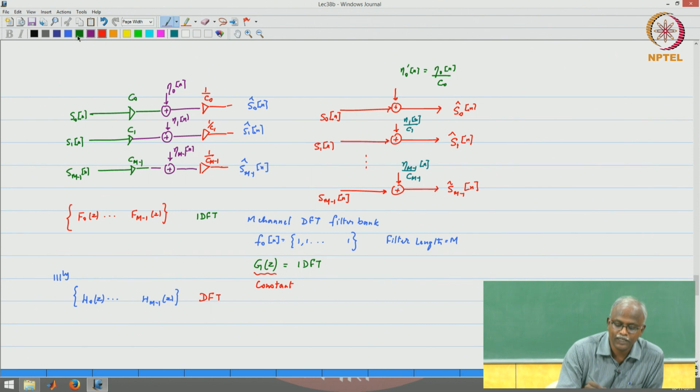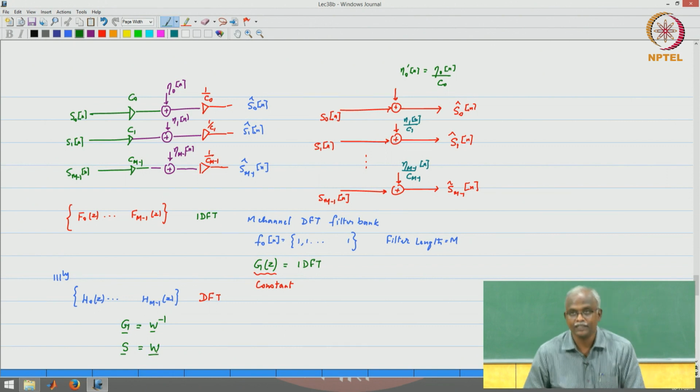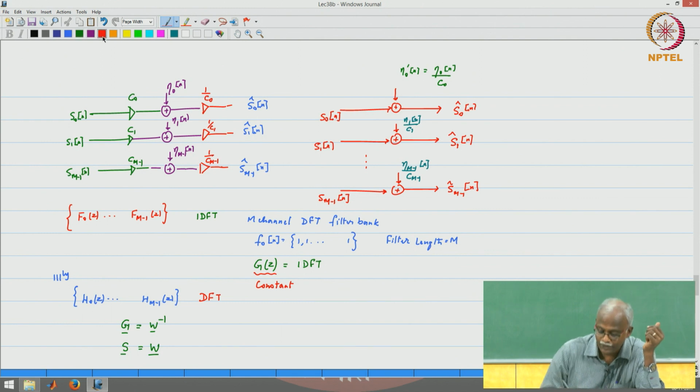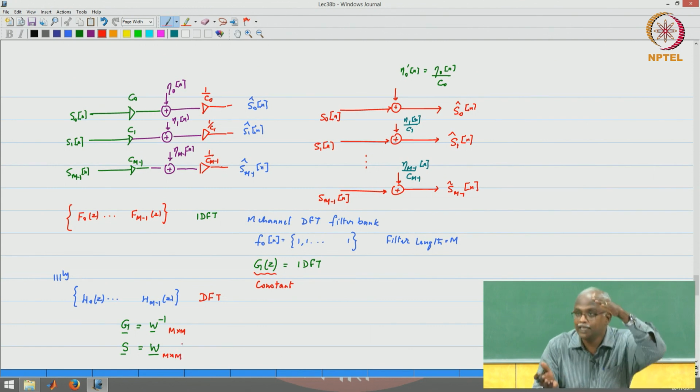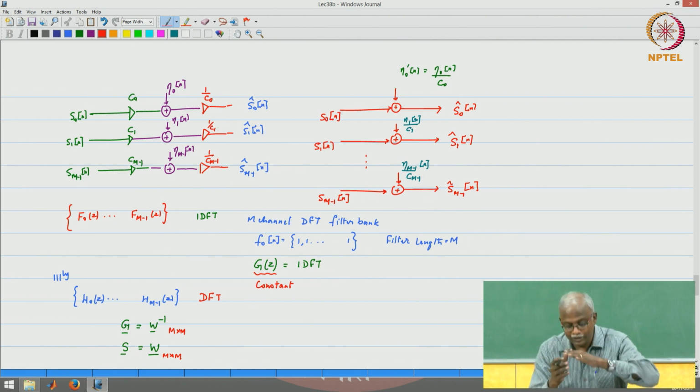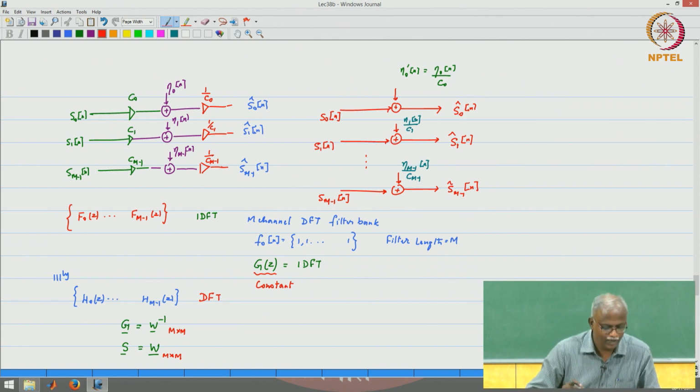If you go back to the original diagram, you can show that G is equal to W inverse, S is equal to the DFT matrix, and of course the dimensionality of the transforms, very important, is M cross M. The increase in dimensionality, the redundancy, comes through cyclic prefix addition, not through using a larger transformation. So, again, keep that picture in mind. Okay. So, given this, we now have a complete picture of OFDM.